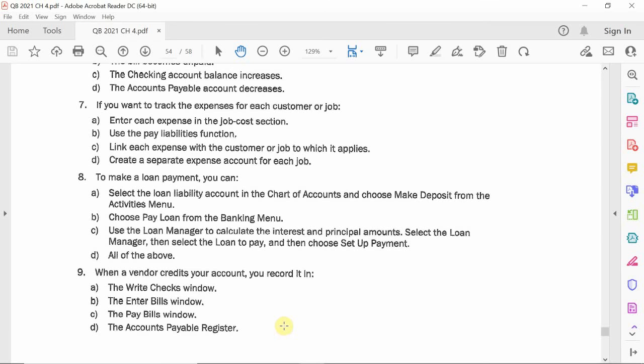C says, using the loan manager to calculate the interest and principal accounts, and then select the loan manager, and then select loan to pay, or in this case it says set up payment. So there you go. Letter C is correct. That's the only way that you're able to access the loan manager, and that's the only way you should use to pay your loans. That's the best recommended way to do it. But the other two don't exist.